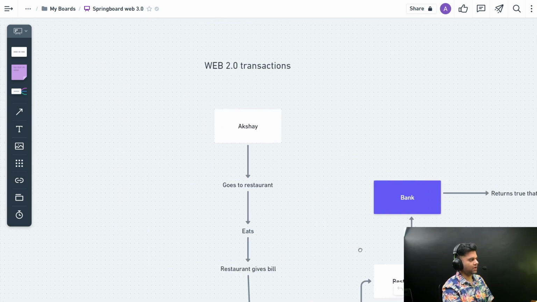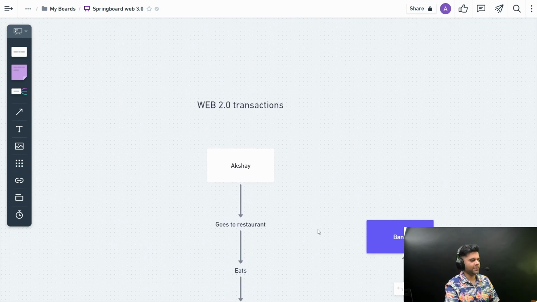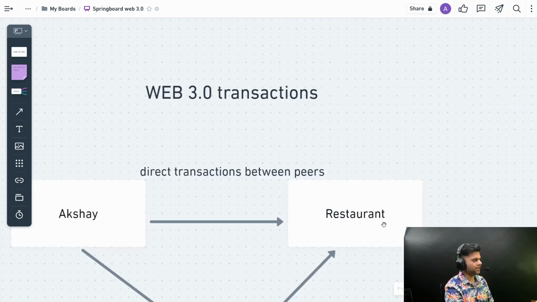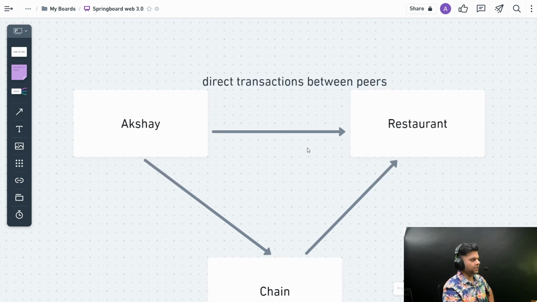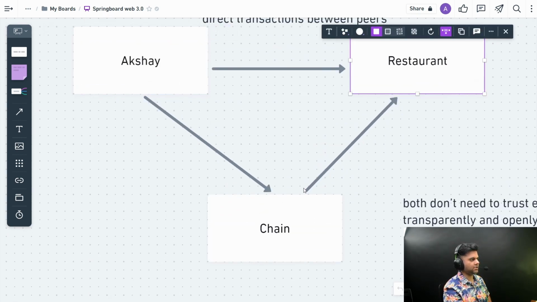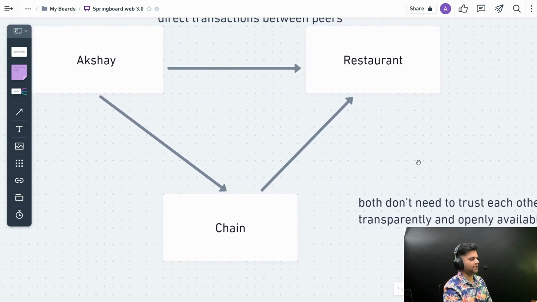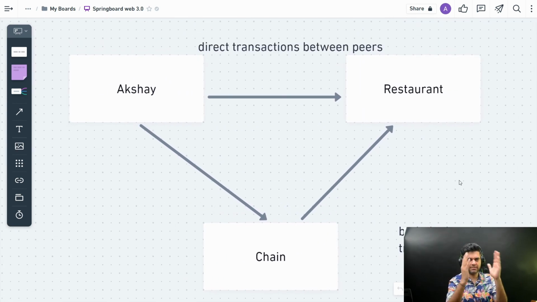But what if there was a better way? What if there was a better way to live in the future? And that's where Web 3.0 transactions come in. Here, Akshay goes to the restaurant, and there can be a direct transaction between the peers, and you don't need a centralized body involved. The only thing is, Akshay and the restaurant are both connected to the chain, and the chain is guided by a smart contract, which guides how the transaction between them should take place. We'll talk about smart contracts in another video, coming up tomorrow. The smart contract decides how they can transact between themselves, and that governs the transaction between them.